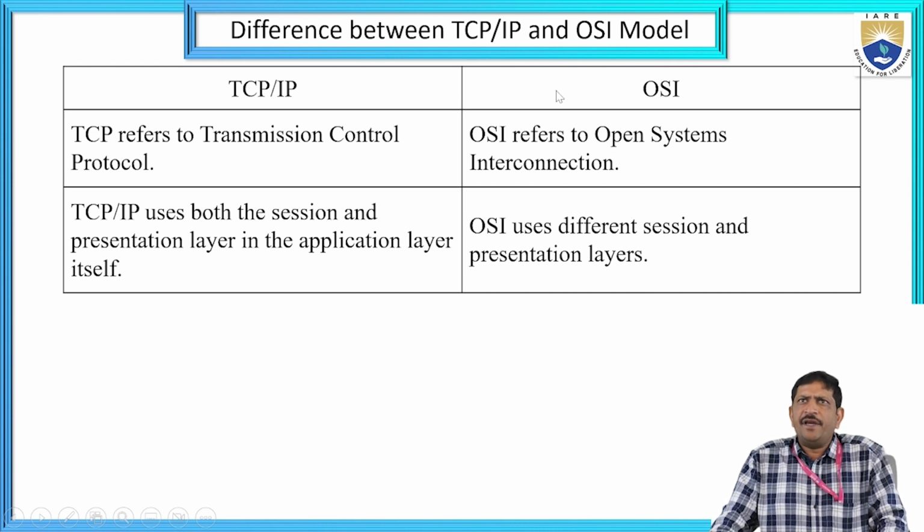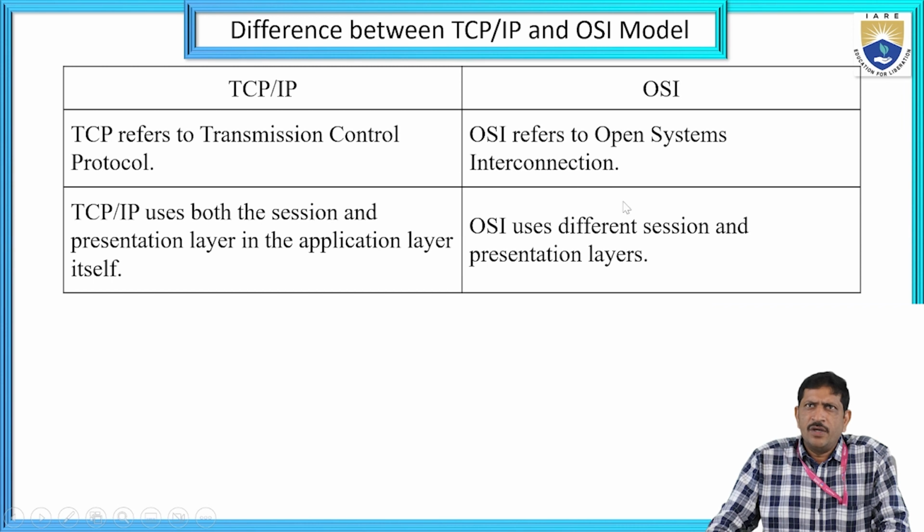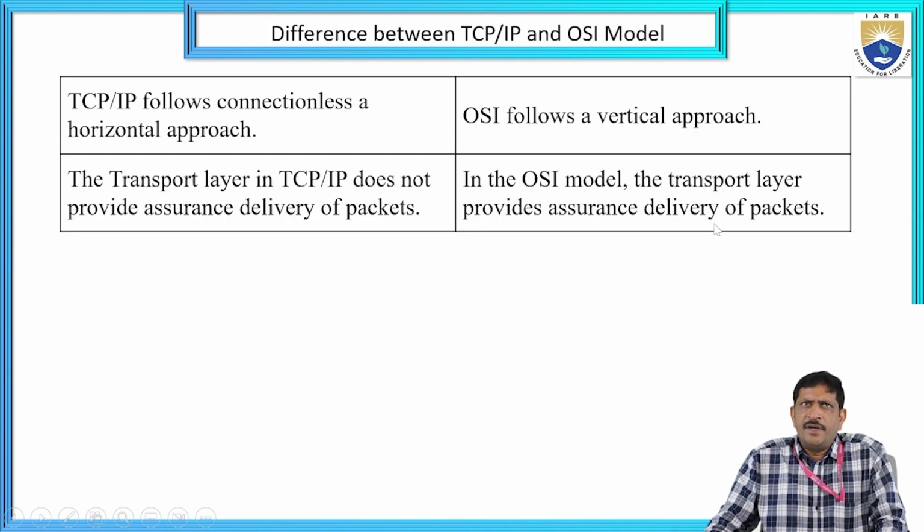Differences between TCP/IP and OSI reference model. TCP/IP model: TCP refers to the Transmission Control Protocol. OSI refers to Open System Interconnection. TCP/IP uses both the session and presentation layer in the application itself. OSI uses separate session and presentation layers. TCP/IP follows a connectionless horizontal approach. OSI follows a vertical approach.